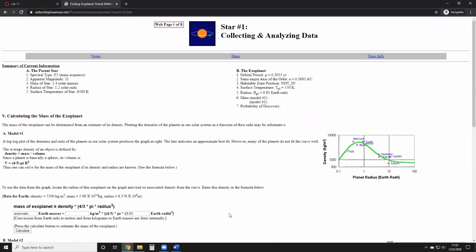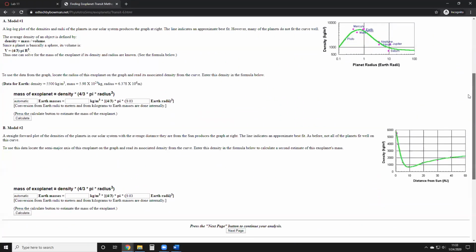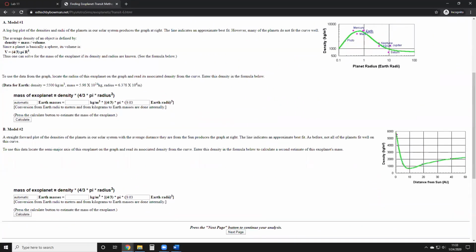Right? This next part, we have two different models of density. And one of the questions you're going to be asked is, what does a more complete model of density look like? And you can find some help in the information below your next button. For each of these, you're going to use your green best fit line for our data points, which are the planets of our solar system. They have two different best fit lines for the two different graphs.